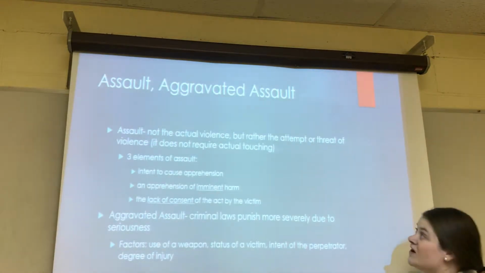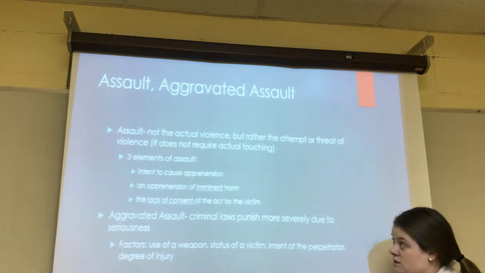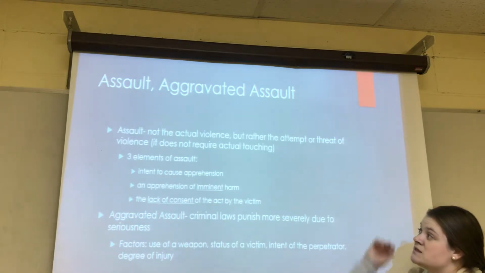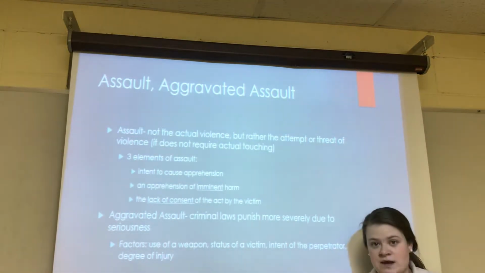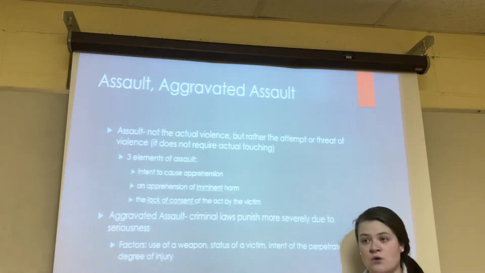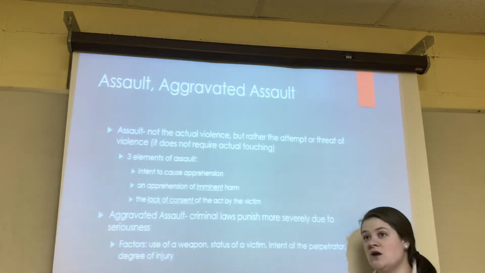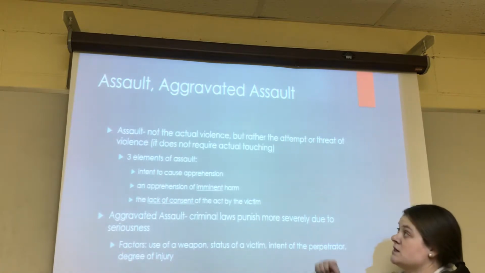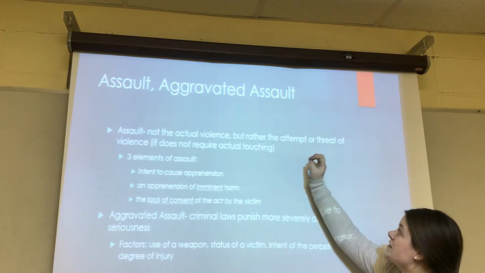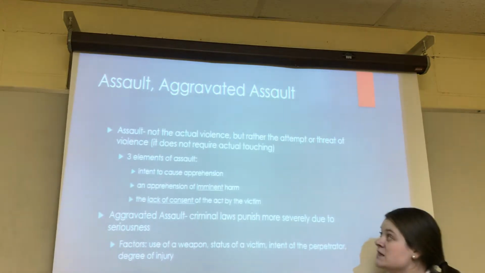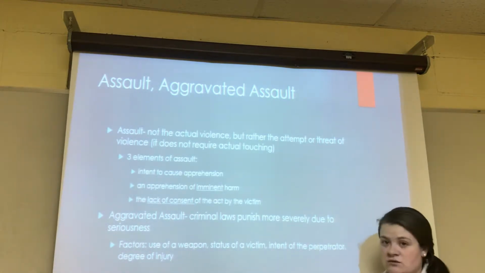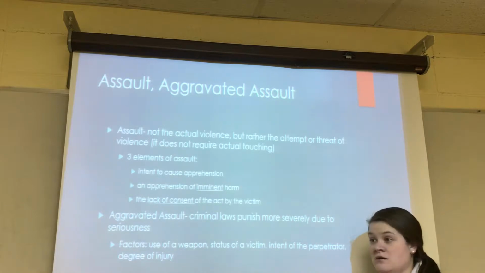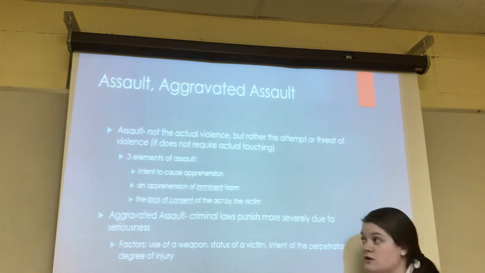So first one, assault and aggravated assault. So this is not the actual violence, okay? Sometimes you hear assault and battery or, oh, that's assault. Assault is not necessarily the physical contact. So not the actual violence, but rather the attempt or threat of violence. It does not require actual touching. All right, so there may not be an actual wound of any form.